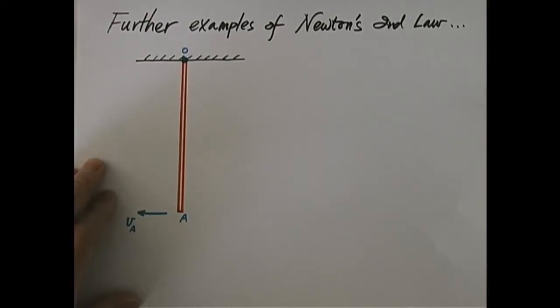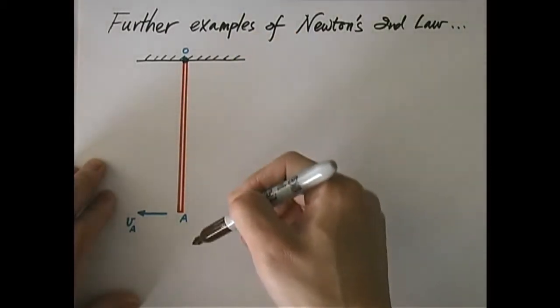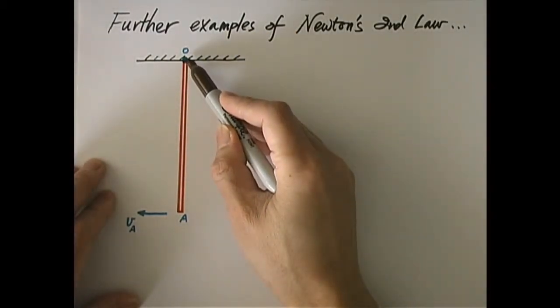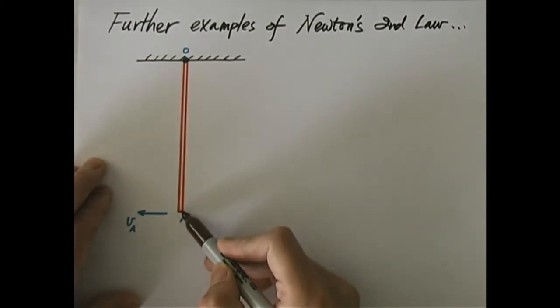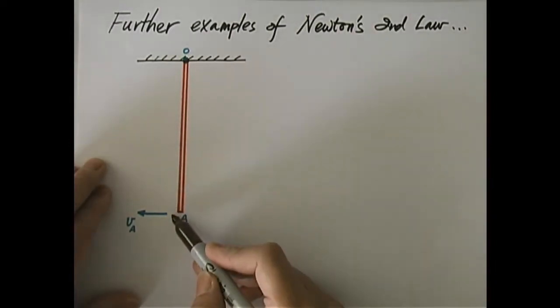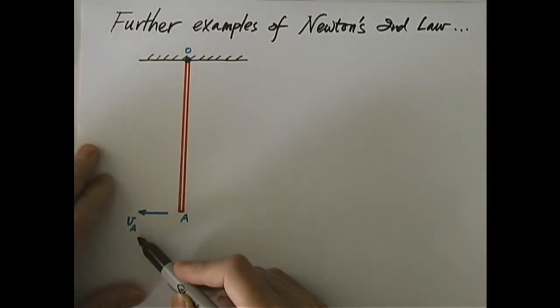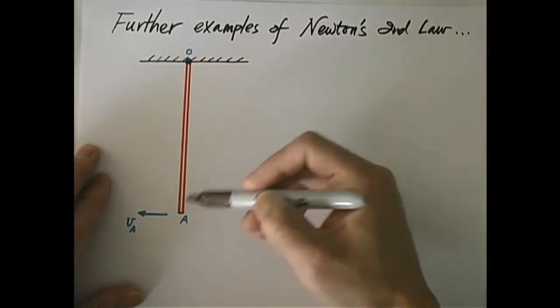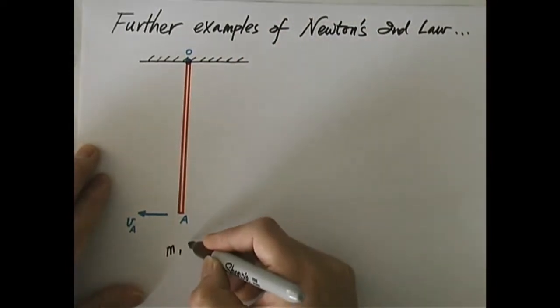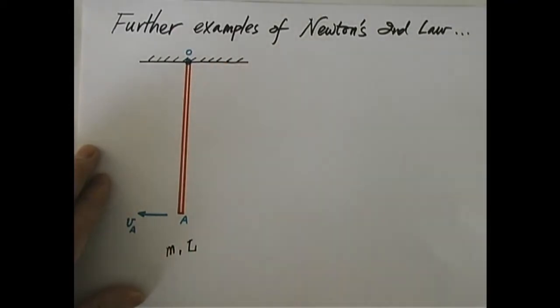Now let's look at some further examples of the application of Newton's second law involving rotation, involving circular motion. In this case, we have a rigid rod that can rotate frictionlessly about that point. We're given that the lower end of the rod is moving horizontally at a given speed of V_A, and the rod is momentarily vertical. The mass of the rod is M, the length is L, and the mass is uniformly distributed.